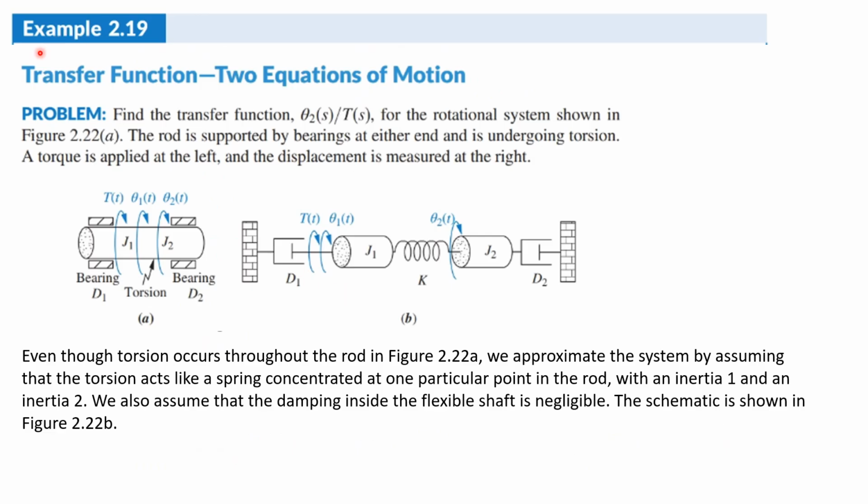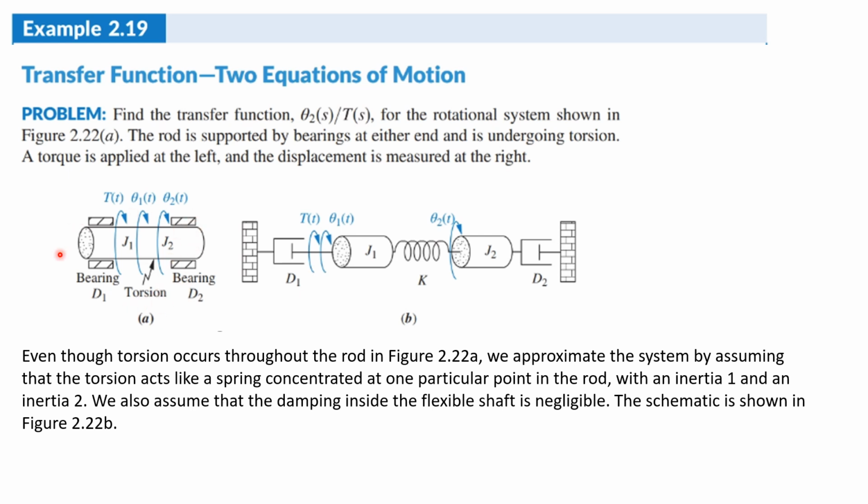So let's take a look at example 2.19. We want to find the transfer function theta 2 of S over T of S for the rotational system shown in figure A. So here we have a rod that's supported by bearings at each end. It's undergoing torsion. The torque is applied to the left, and the displacement is measured on the right.